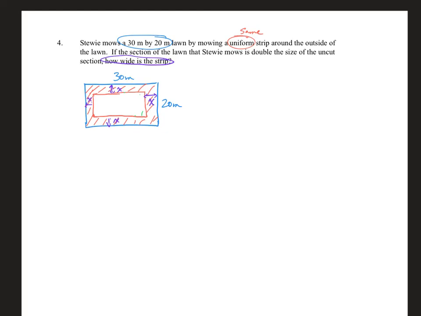My original rectangle was 30 all the way across. So on the inside, I would have all the way across, subtract the 2 x's that I just mowed. My width, for the same reasoning, would be 20 minus the 2 x's I just mowed. Those represent the inside dimensions. I'm just going to shade in the fact that that's all still uncut grass.